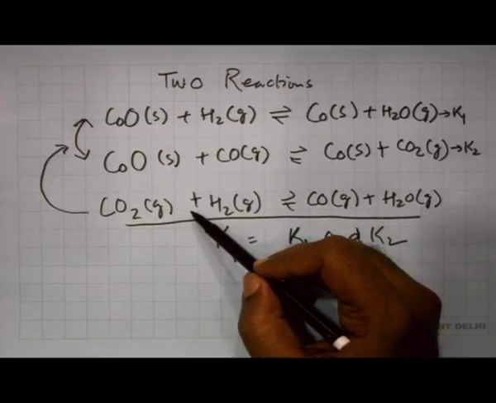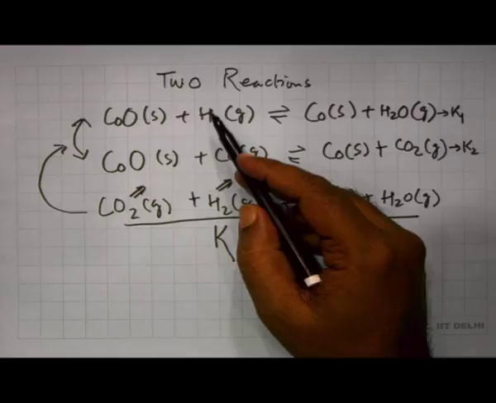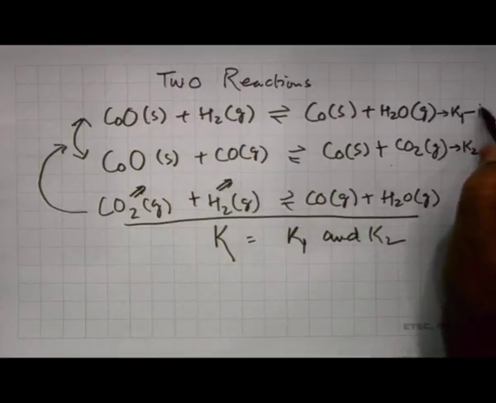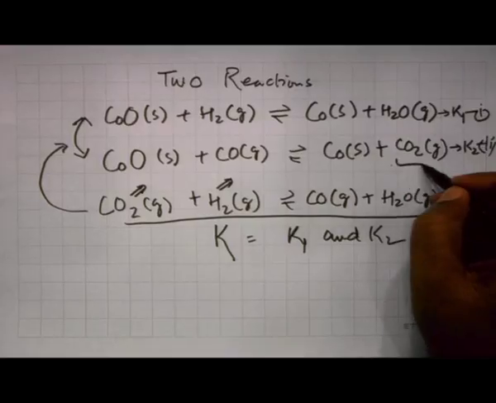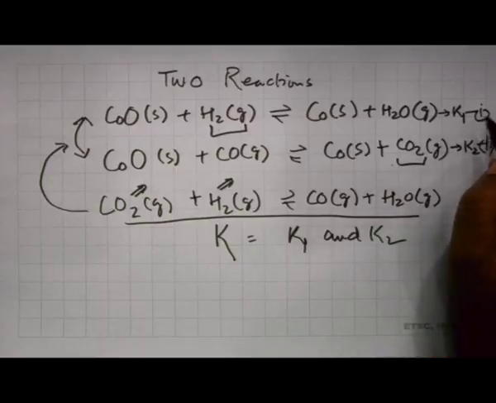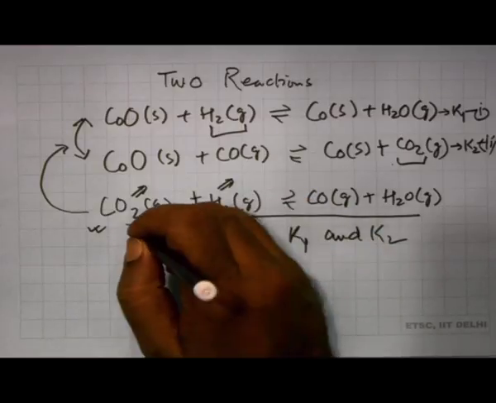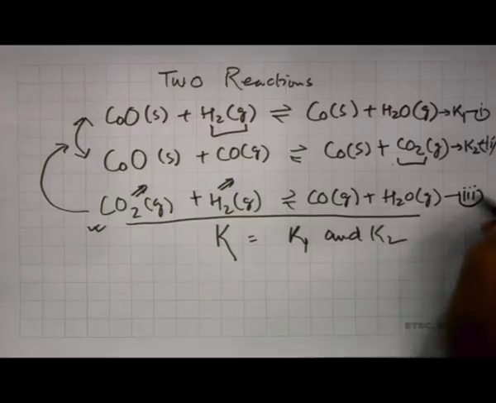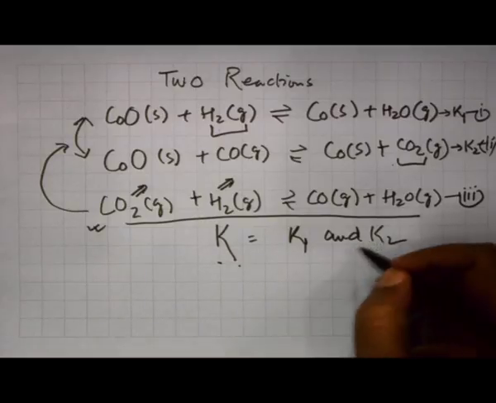See this, what are the reactants in this case? There are two reactants, CO2 and H2. If you see the first and second reactions, suppose this is 1 and this is 2, CO2 is a product in reaction 2, whereas H2 is a reactant in reaction 1. So, if I take reaction 1 and subtract reaction 2, I will get this reaction. Thus the third reaction can be expressed in terms of reaction 1 and reaction 2, and so K can be expressed in terms of K1 and K2.